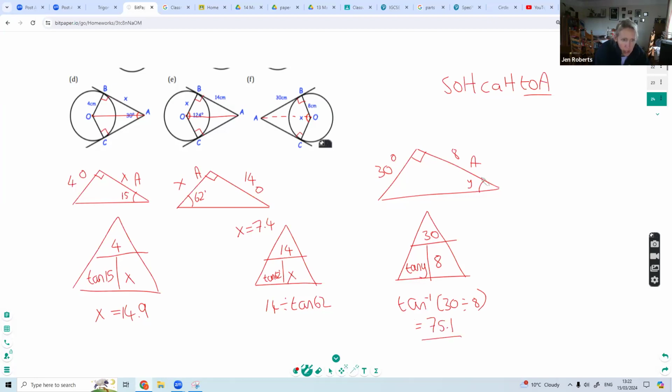But that's just this one. X is double that, isn't it? That's 75.1 and that's 75.1. So our total answer for x is 150.2 because it's double your 75.1. Okay. Hopefully you found that topic okay. It's good revision for SOHCAHTOA and Pythagoras as well.